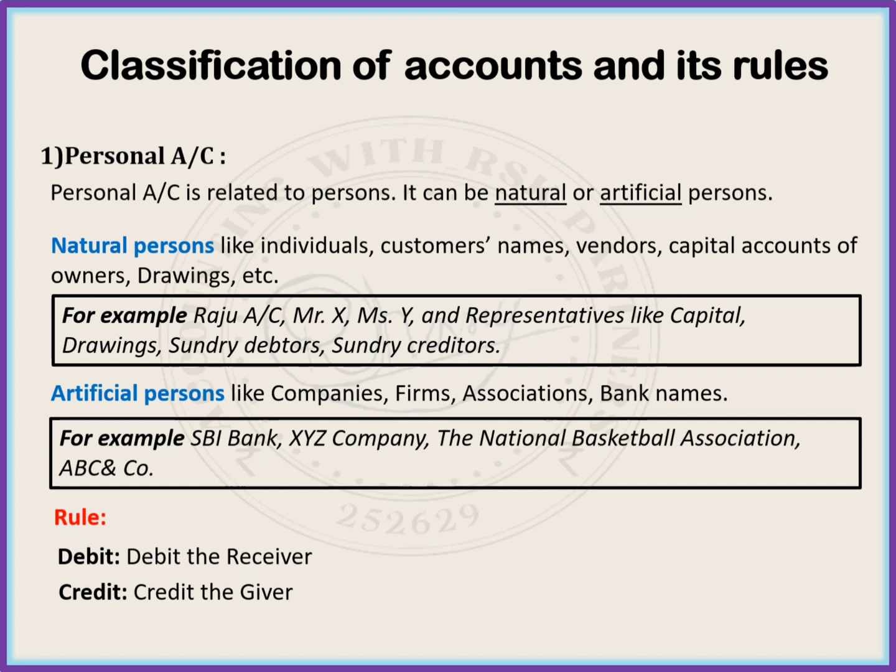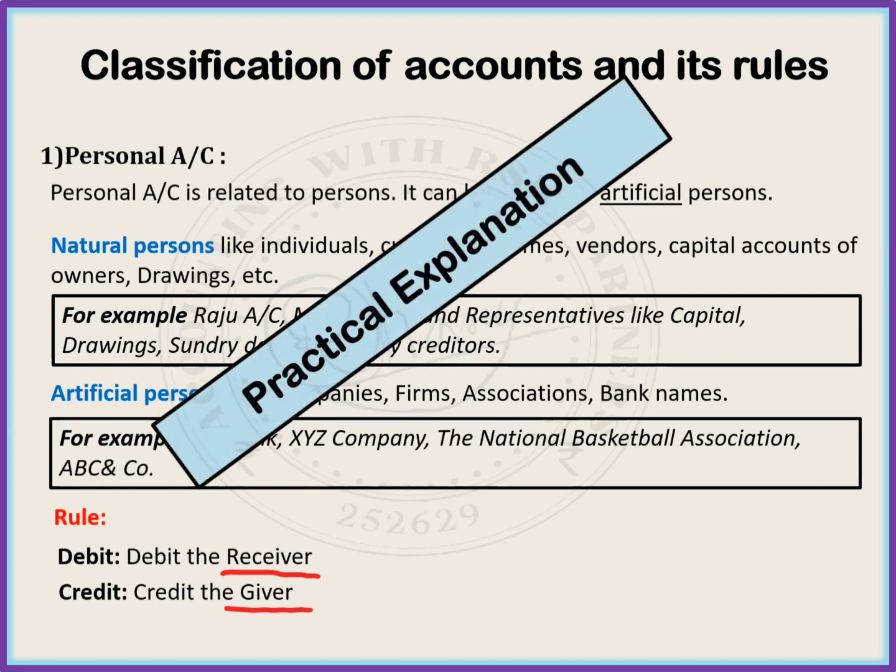And here, personal account rule is debit the receiver, credit the giver. We are talking about personal account, right? Here, the person who is receiving something, he will be debited. The person who is giving something, he will be credited. Let's go to practical explanation for the personal account.